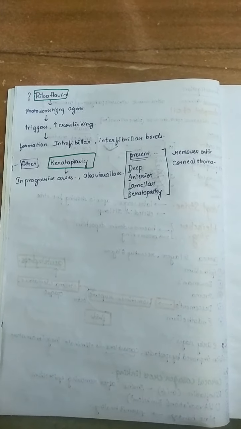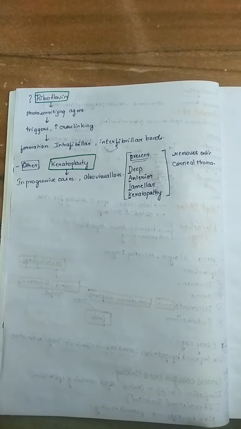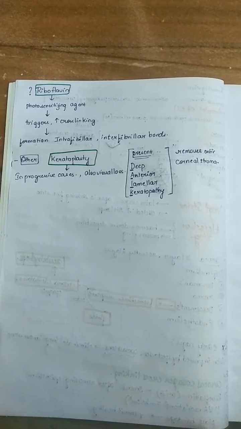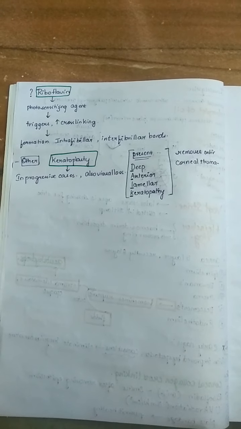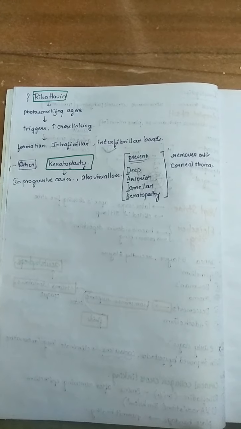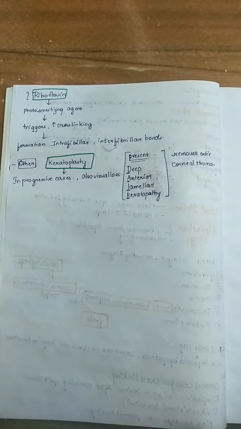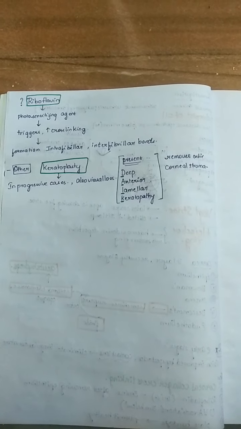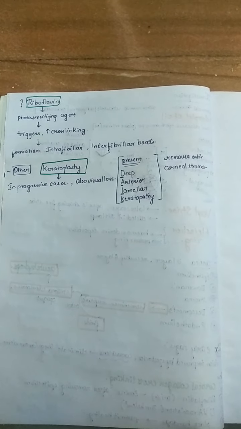Other surgical procedures include keratoplasty. It helps in progressive conditions where there is progressive visual loss. The present known technique is deep anterior lamellar keratoplasty. Here there is removal of the entire corneal stroma without disturbing the endothelium and Descemet's membrane, which helps in the prevention of graft rejection of the cornea.